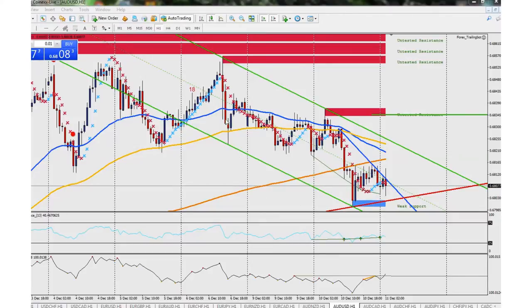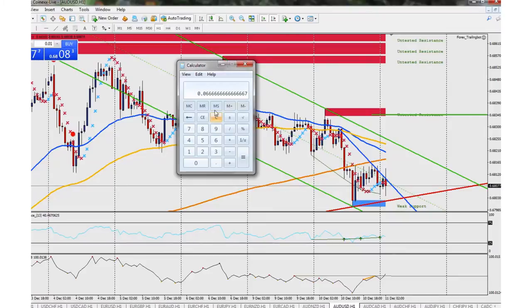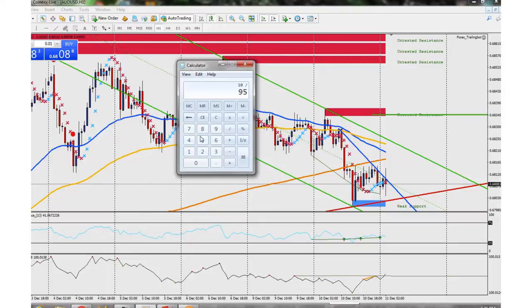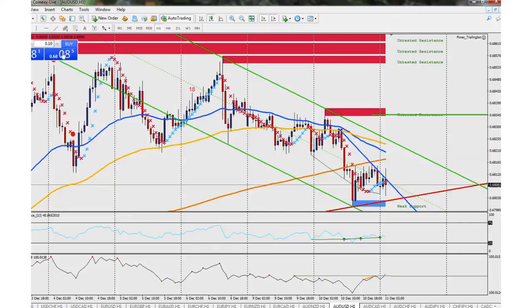So yeah, we're looking to buy right here. So again, we're going to grab the calculator. Again, I'm willing to risk $10 on this trade. And we are looking at a stop loss of about 95 pips, it looks like. I kind of already calculated this, but it'll be a little bit less. I want to get right along this trend line, but better to be safe than sorry. So 10 lots in this trade, looking to buy.